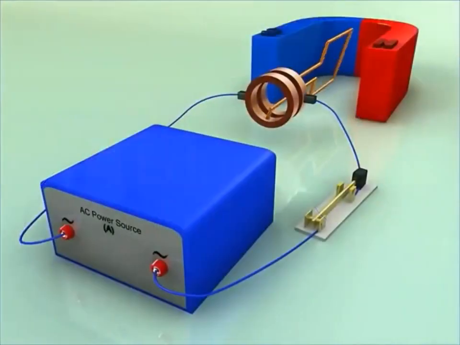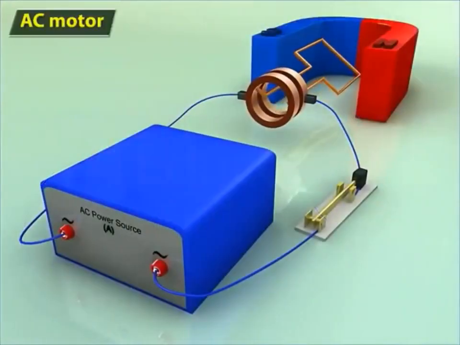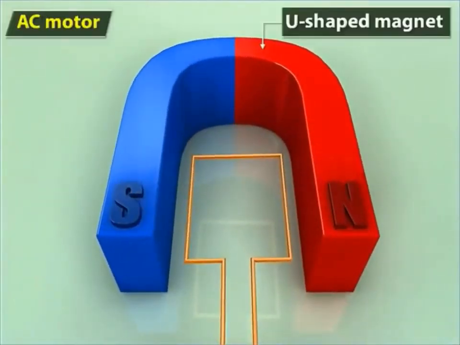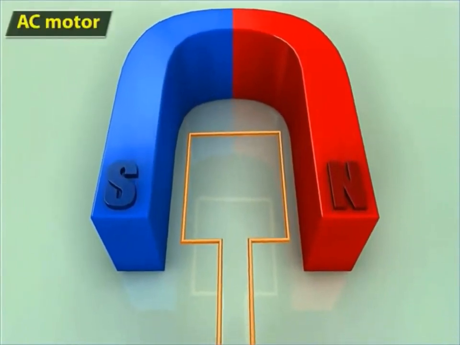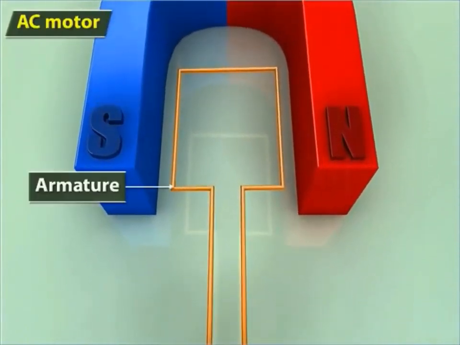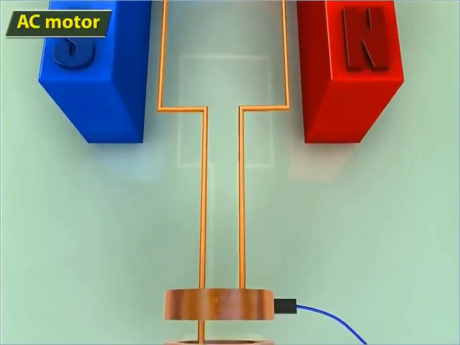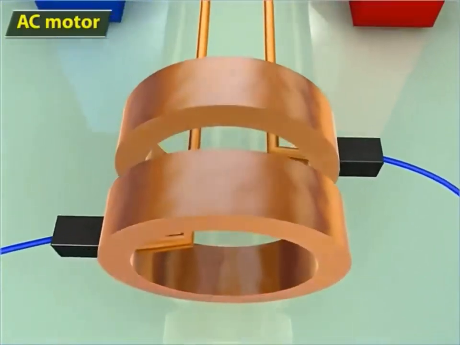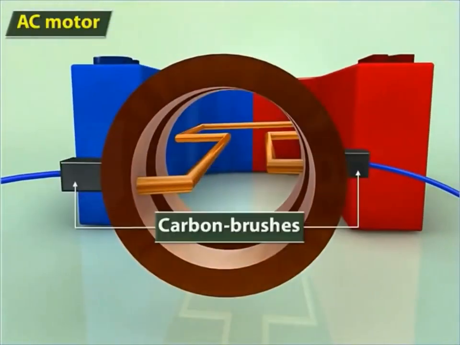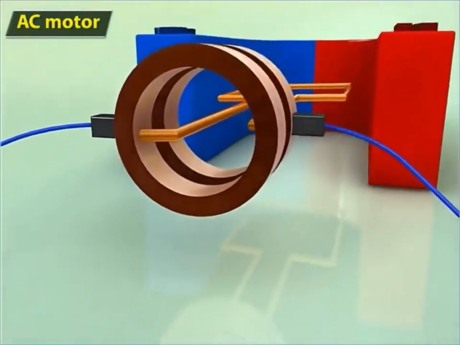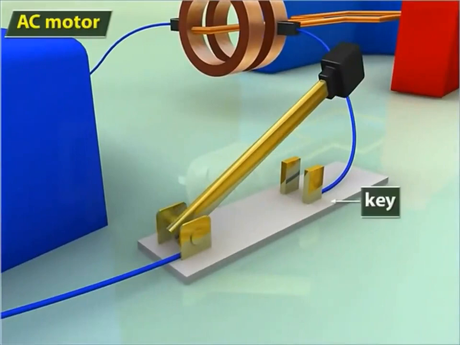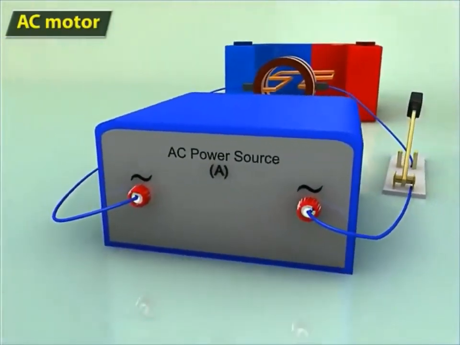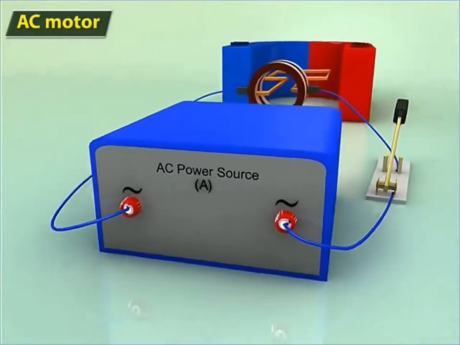Now let us learn about an AC motor. An AC motor consists of a U-shaped magnet, an armature, slip rings, carbon brushes, a key, and an AC voltage supply.